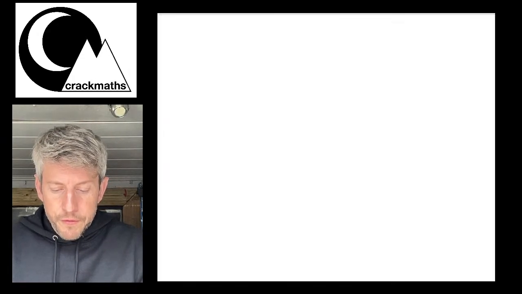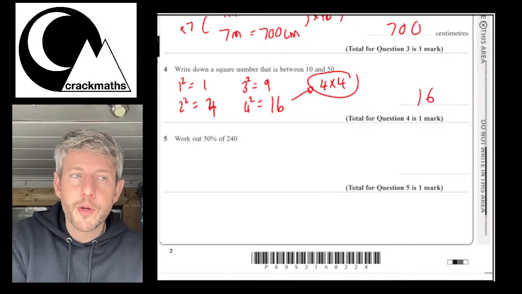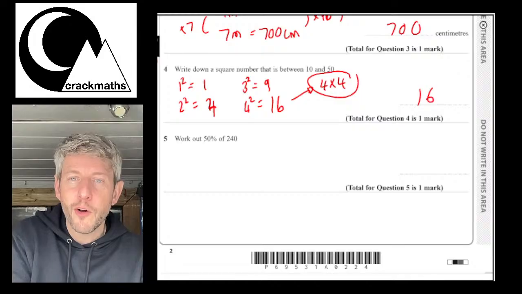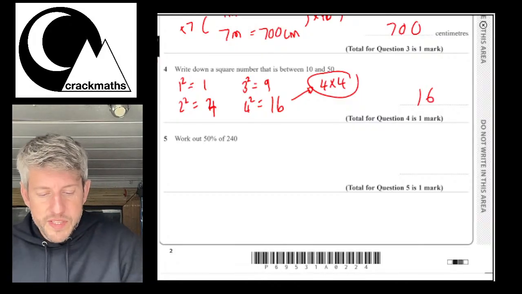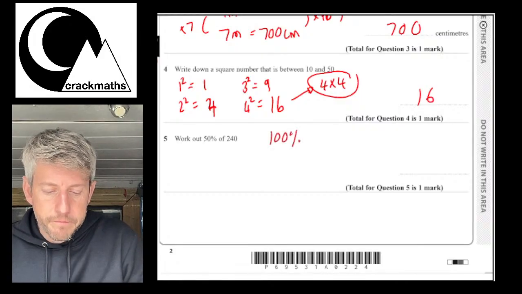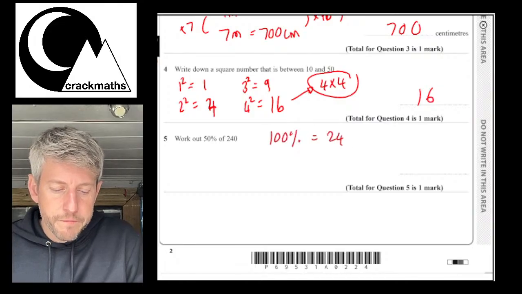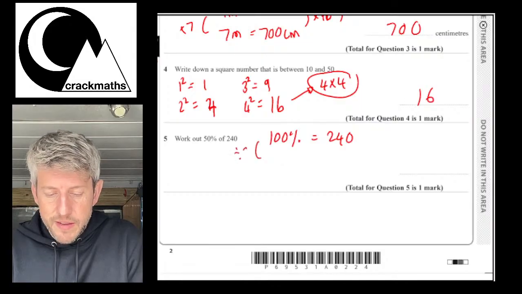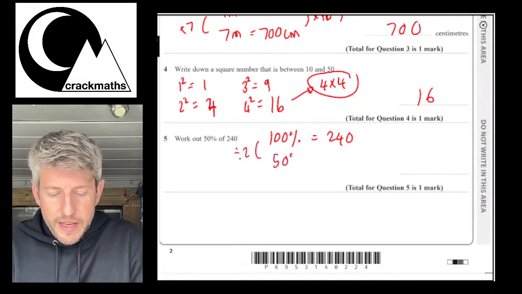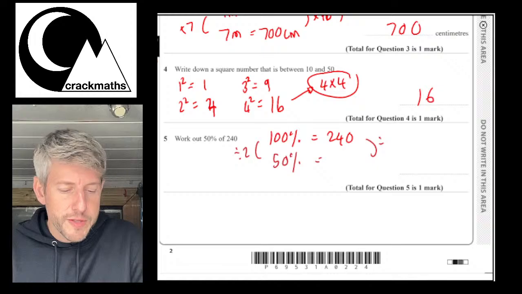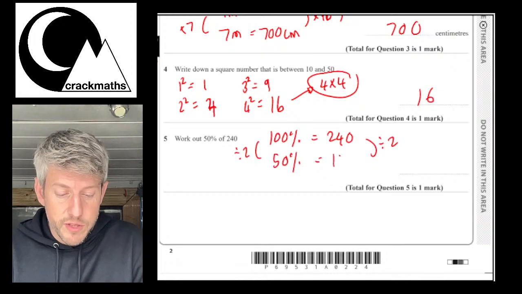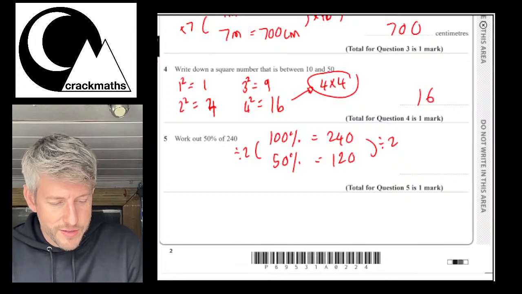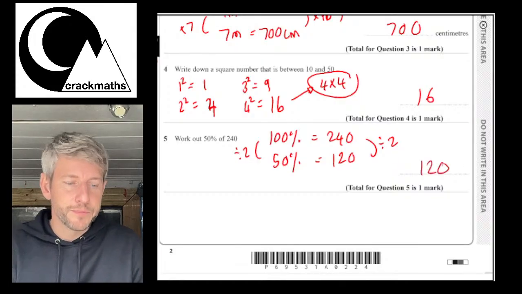Right, next one. 50% of 240. In order to get 50% of 240, we start off, we know that 100% equals 240. Now, in order to go down to 50%, we can just halve this. If we divide this by 2, we get to 50%. So if we divide this by 2 as well, we get 120. So 50% of 240 is 120.